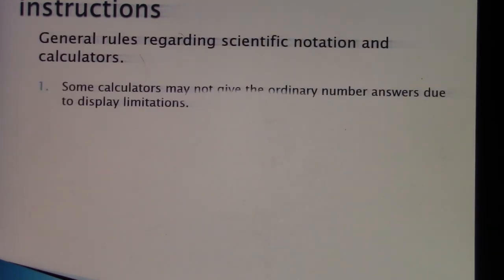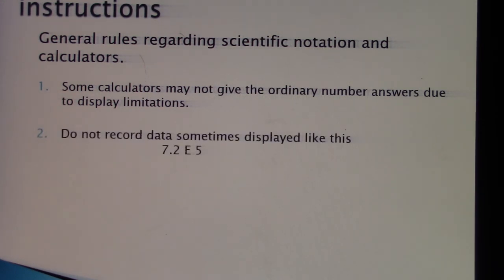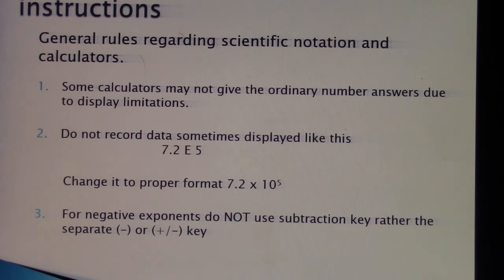So here are some rules. Some calculators may not give you the ordinary numbers due to limitations in memory. Don't record your data like this. This is not right. A lot of calculators will show 7.2E5. Don't write it like that because your teacher or professor will mark it wrong. Rather, put it in the right format: 7.2 times 10 to the 5th. For negative exponents, do not use the subtraction key, but use the minus or plus minus key.